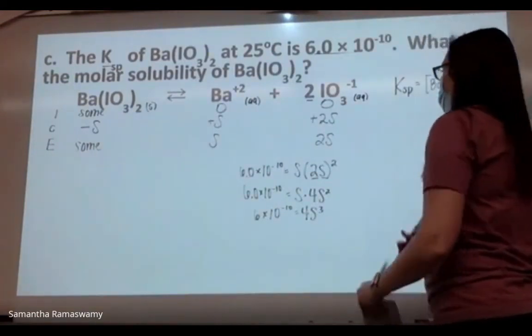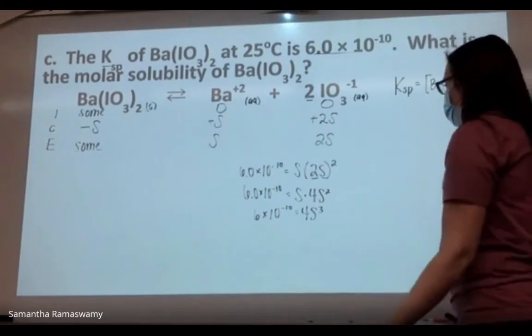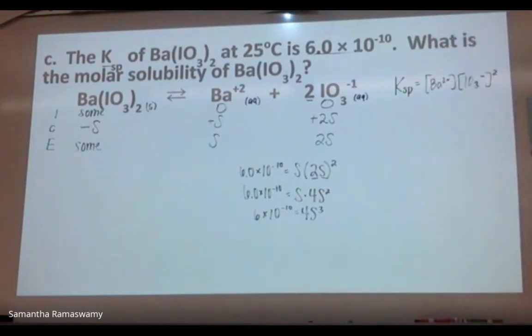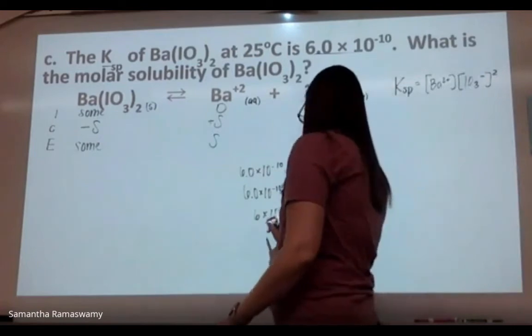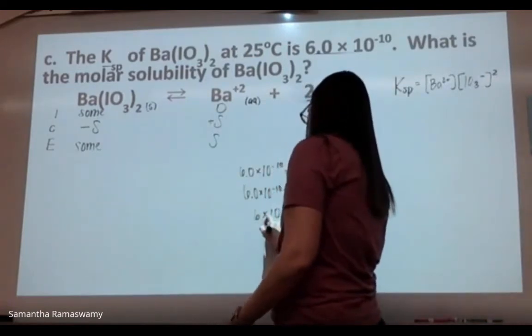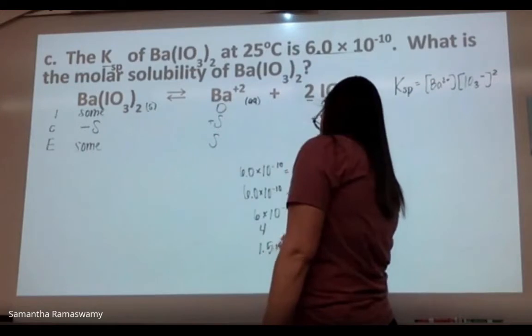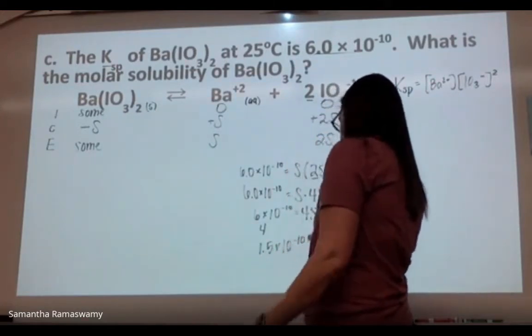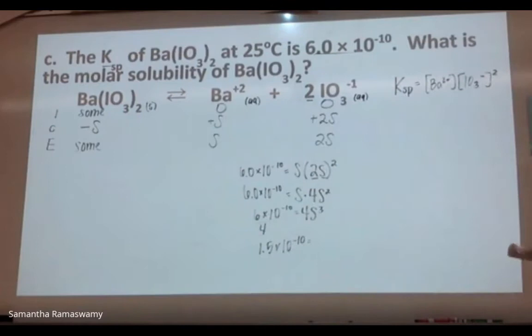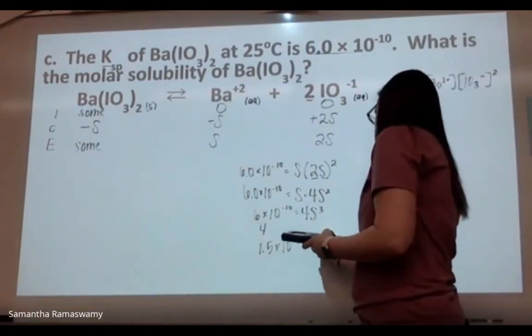Now, there were some questions about what this would look like if it were multiple choice. Would I have to do the cubed root in my head? No. Right. Maybe the square root, but not a cubed root. So I'm going to start by dividing by 4. So 1.5 times 10 to the negative 10, I think. Six e negative 10 divided by 4. Yes. That equals S cubed.